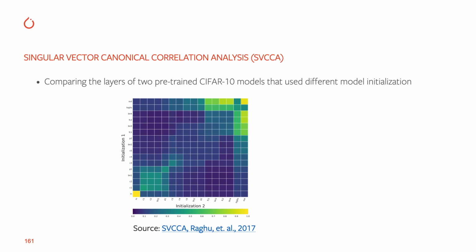In this example, we visualize the similarity scores computed by SVCCA for two identical model architectures that were trained using different random parameter initialization. We can see that the last and the first layers remain very similar for both models, while middle layers are less similar.